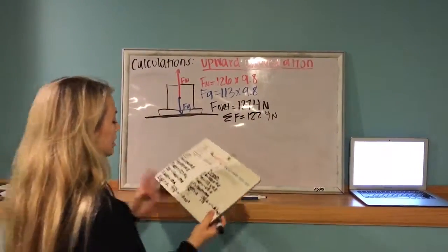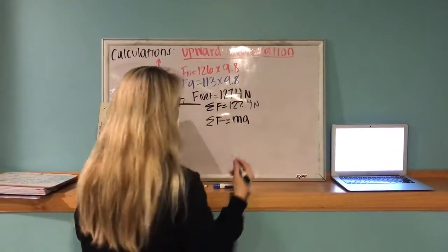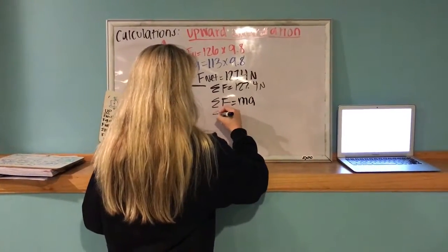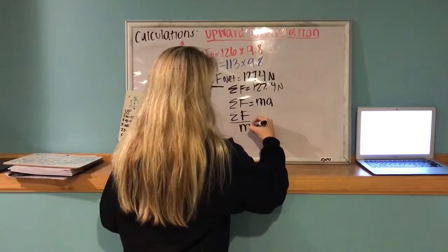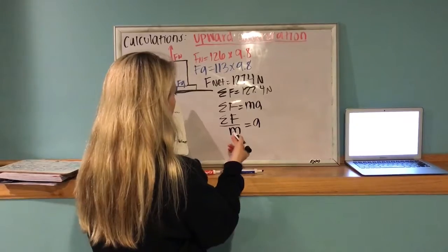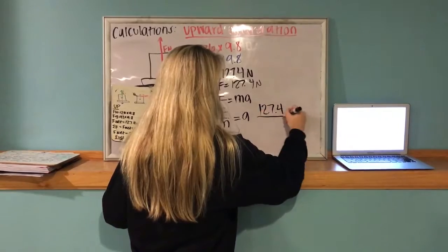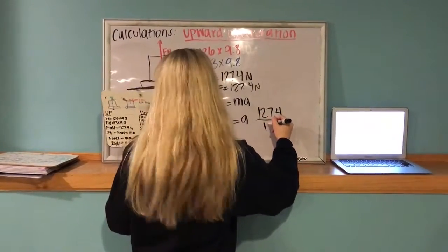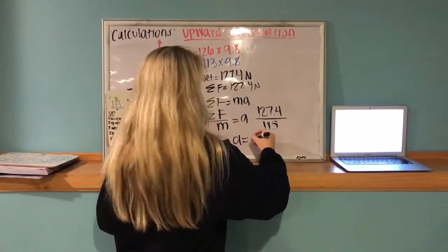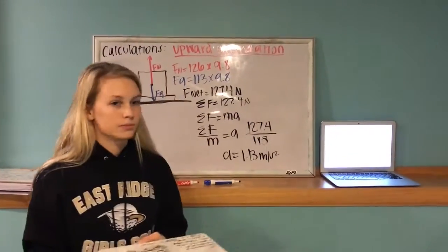So now we know that sigma F equals mass times acceleration, and if you rearrange this equation, you come to sigma F divided by mass equals acceleration. And then all we have to do is fill in these numbers, which was 127.4 divided by 113. And then our acceleration is 1.13 meters per second squared. It's a really slow elevator.